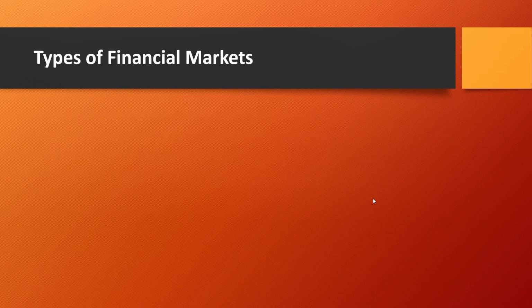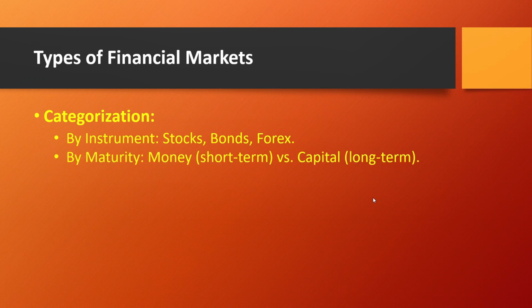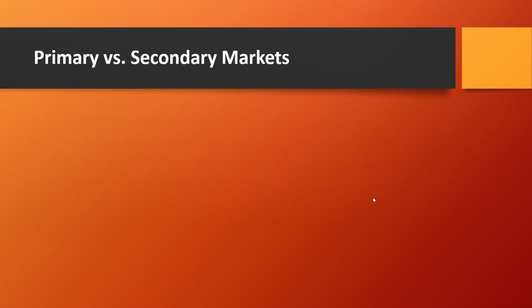Alright, let's dive into the types of financial markets. Financial markets can be categorized in three ways. First, by instrument: stocks, bonds, forex, and derivatives. Second, by maturity: money markets for short term and capital markets for long term. Third, by structure: organized exchanges like the NYSE or over the counter OTC markets. Let's explore each type in detail, starting with primary and secondary markets.